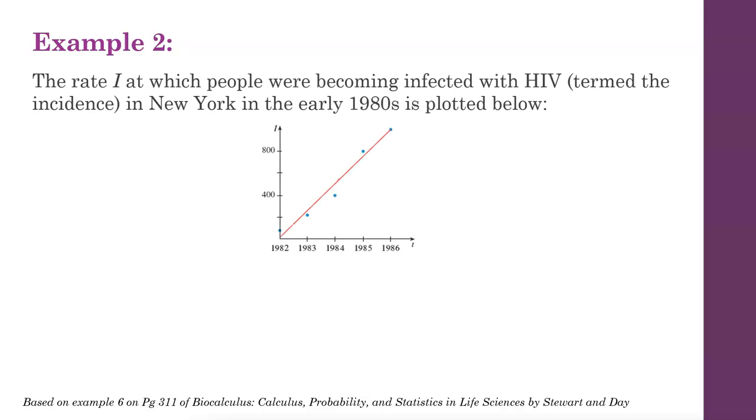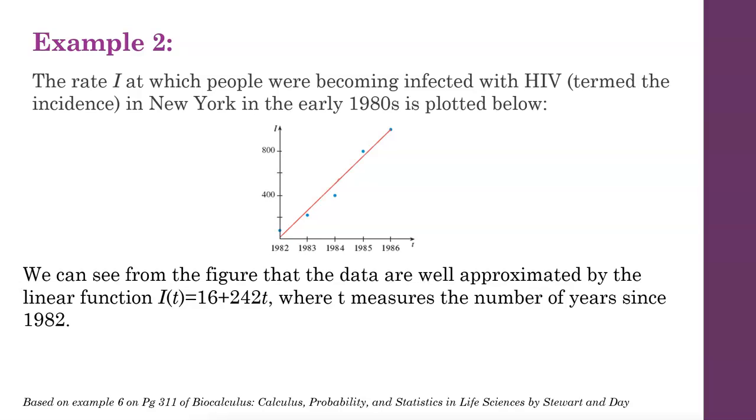So we know the rate at which people are becoming infected with HIV, which we call the incidence, in New York in the early 1980s. We have data on an annual basis of how many people are infected with HIV, and here's the graph. These dots represent the infection rates, and it looks like a pretty linear model. We can do a little bit of regression on it and find the best fit line that goes through it. And that equation turns out to be 16 plus 242t. So that's the equation of that red line.